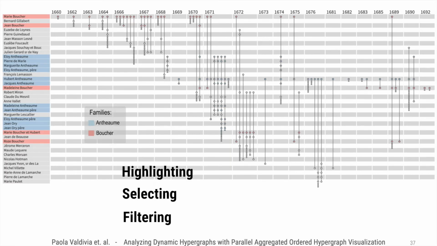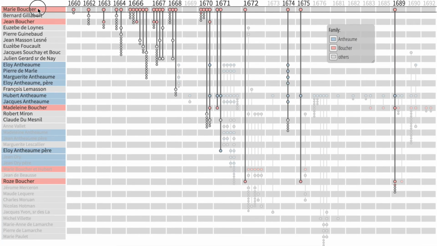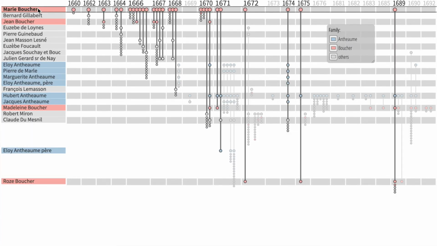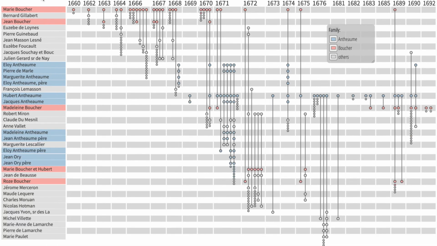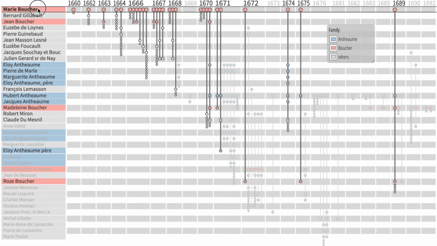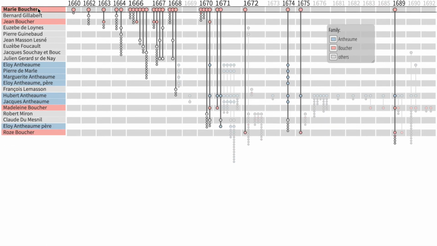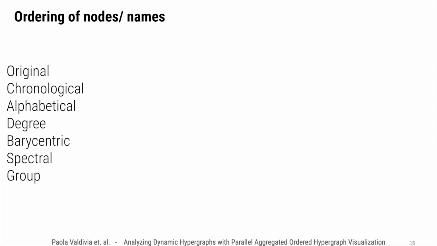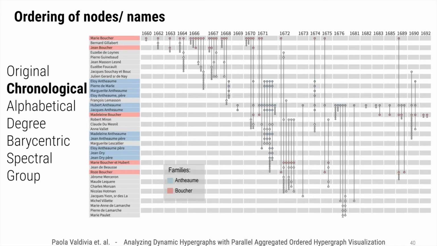We can highlight, select, and filter edges. By clicking on Marie Boucher, I select her and filter the edges to see only Marie Boucher connections. I can reorder the nodes using different strategies. By default, the names are ordered chronologically, which means that people who appear in the earliest documents appear on the top of the list.